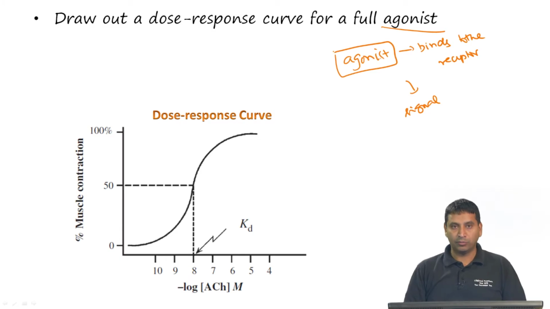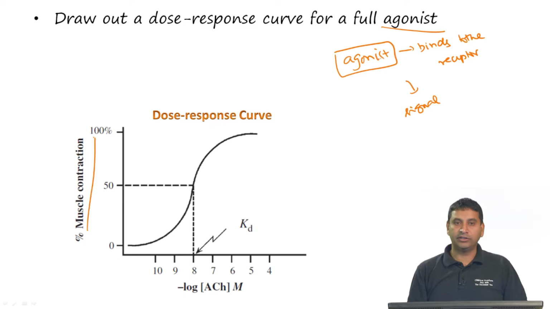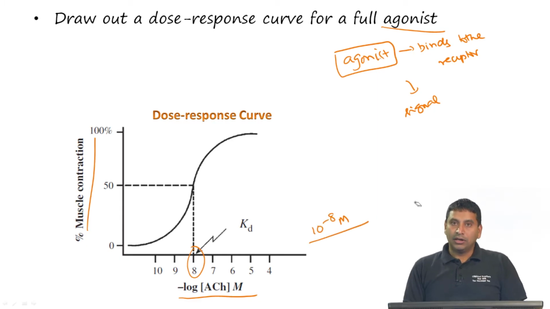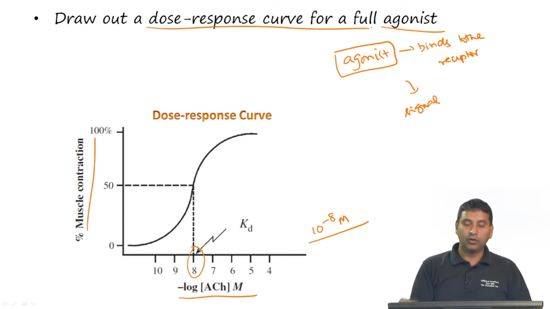So here is a dose response curve for the natural ligand. And so what we are looking at on the y axis is the percent muscle contraction, and the x axis is the concentration. So we have already seen this in class, and so the dissociation constant Kd is shown here, which is basically 10 power minus 8, right, molar. Now the question here is, draw out the dose response curve for a full agonist.